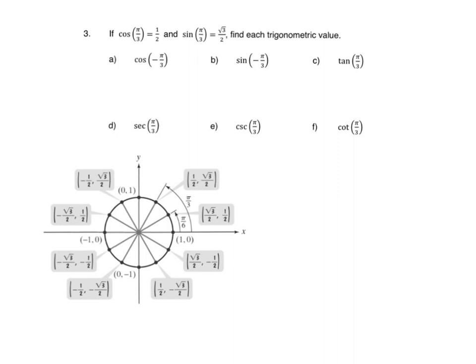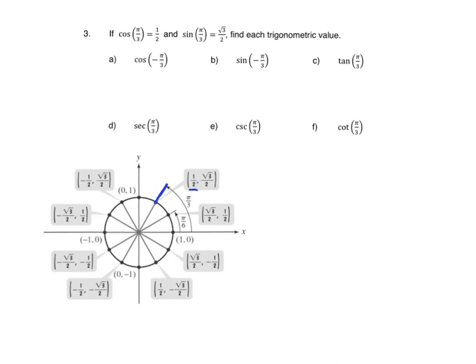But let's just check that on the circle. You can see I've copied a picture in. So positive pi over 3 obviously is right here. And we can see that the cosine, the x value there, is 1/2.